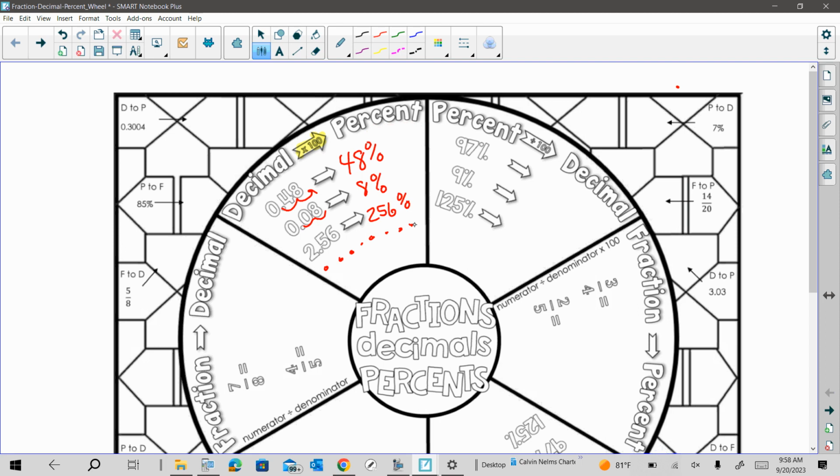Okay, you're either doing times 100 or move decimal two places to the right. Two places to the right. And I ran out of room.